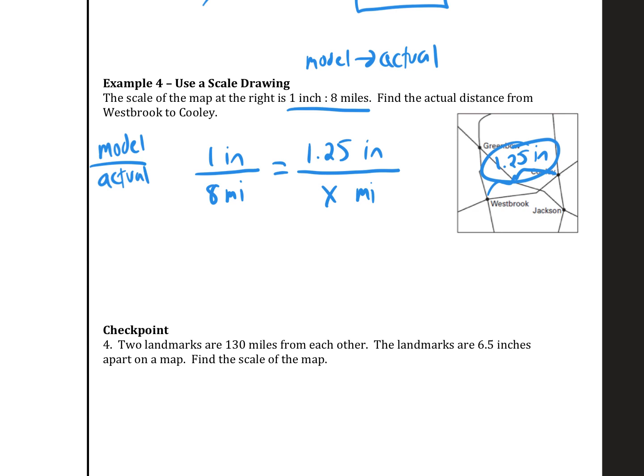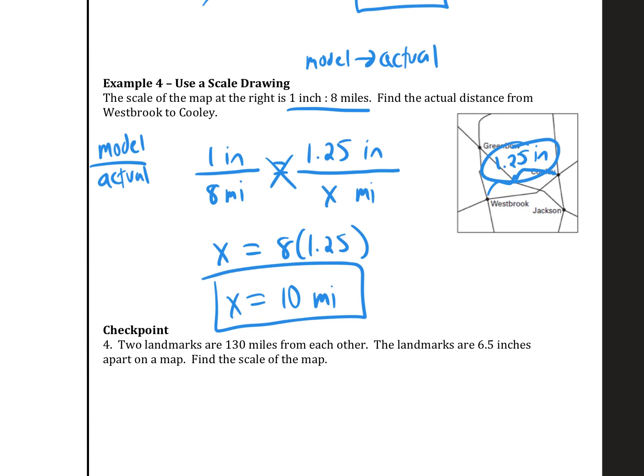All right, now we have a proportion. How do we solve proportions? We cross multiply. So we have 1 times X is X, and then we have 8 times 1.25. And what is 8 times 1.25? That is 10 miles. And that is going to be the actual distance based on the scale.